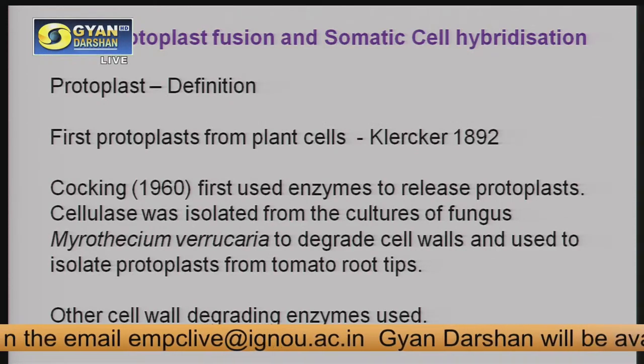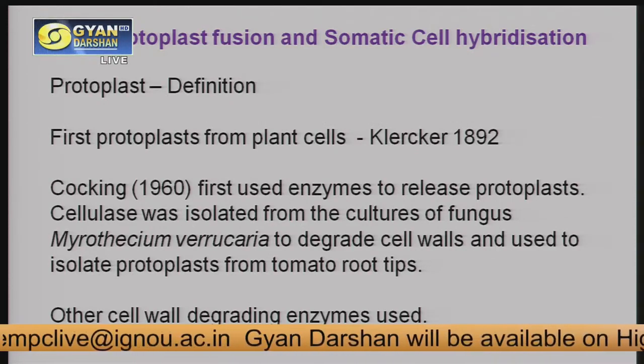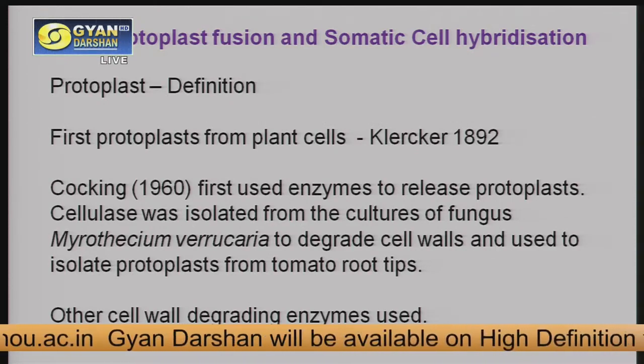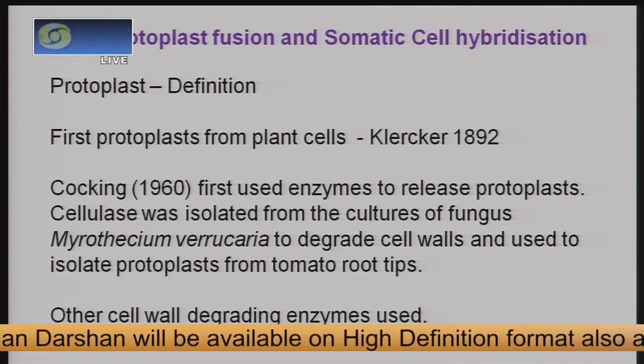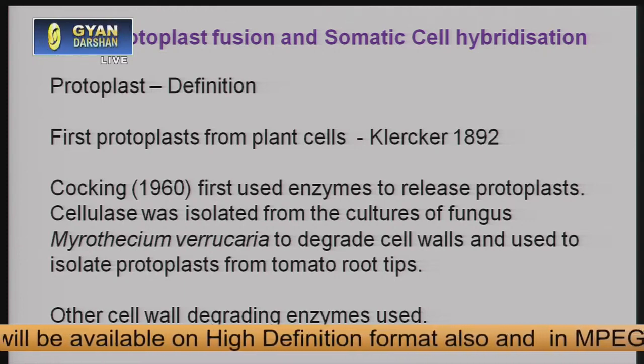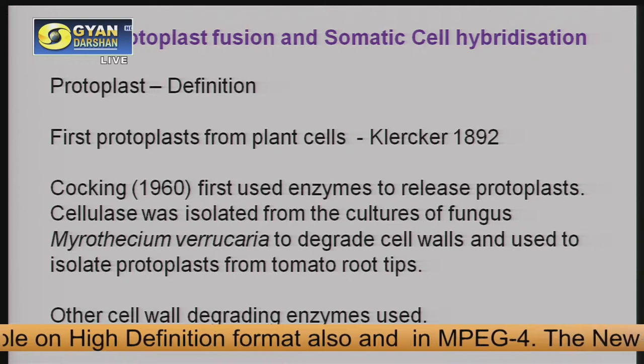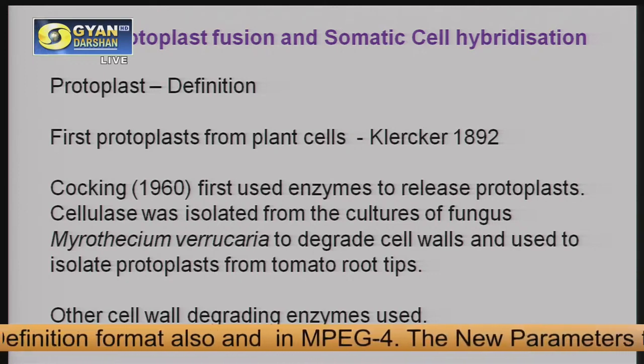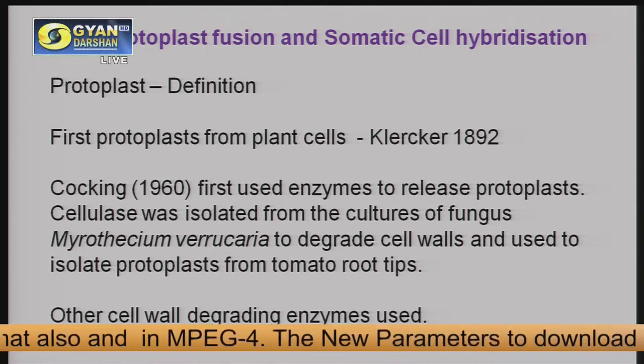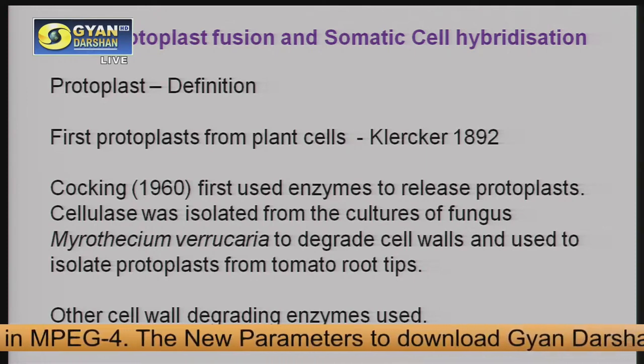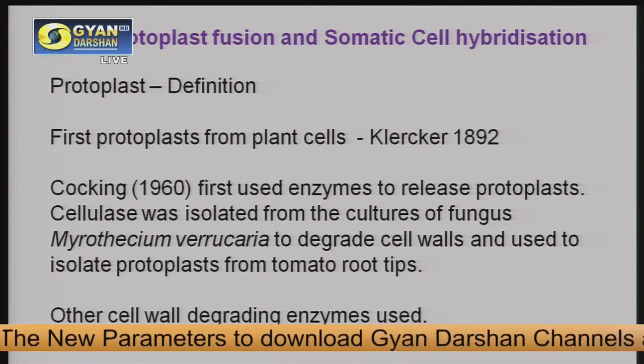Now another technique of tissue culture is protoplast fusion and somatic cell hybridization. What is meant by protoplast? Protoplast means when you take any cell and you remove the cell wall, then the mass that remains is called the protoplast, that is, minus the cell wall. So how do you do that?